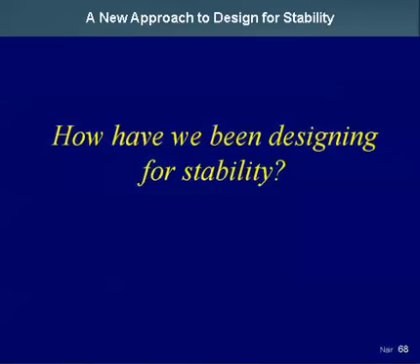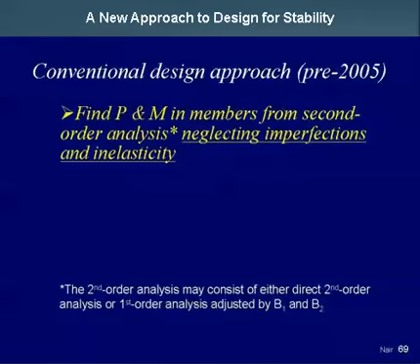Okay, with that bit of background, let's talk about how we have been designing for stability. What is the traditional method? And by traditional method, I mean before the latest specification, before 2005. Well, the first step is we find forces and moments in all members from a second-order analysis, neglecting imperfections and inelasticity. Traditionally, we have not considered imperfections and inelasticity in the analysis.